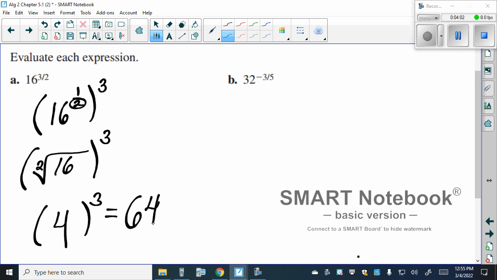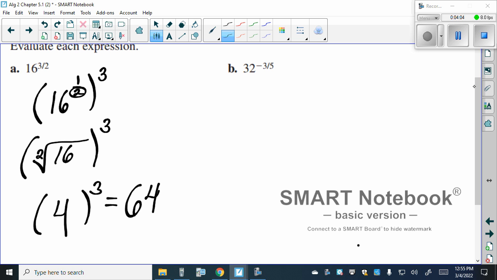Okay. Now let's look at the second one here. We have 32 to the negative 3/5. Since the exponent's negative, the first thing we can do is take it from the numerator to the denominator. Because anytime we move a number from the numerator to the denominator, or the denominator to the numerator, the exponent goes from positive to negative, or negative to positive. Since the exponent is negative, moving it to the denominator is going to make it positive.